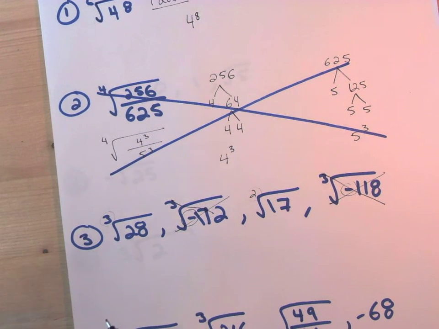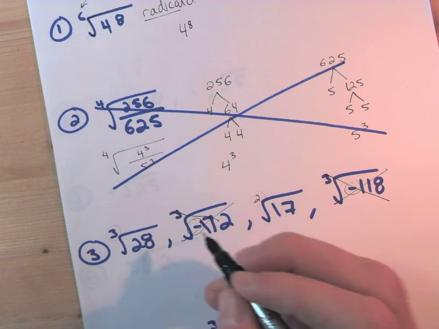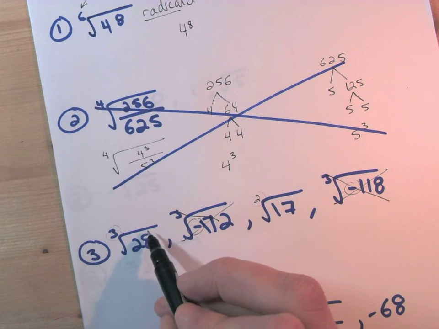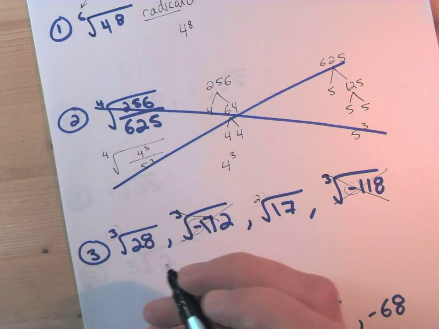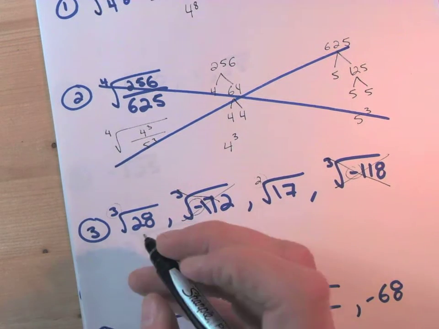Okay, so cube root of 28, we have to find out if that's between 3 and 4. Okay, so one way is you can just type it in your calculator, or we can look at this.